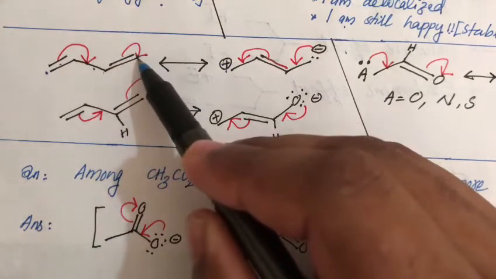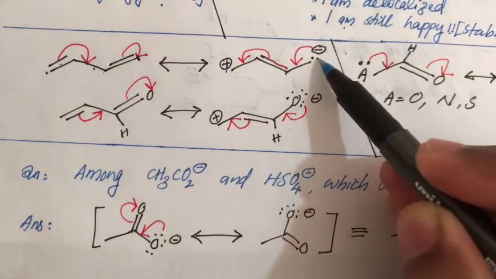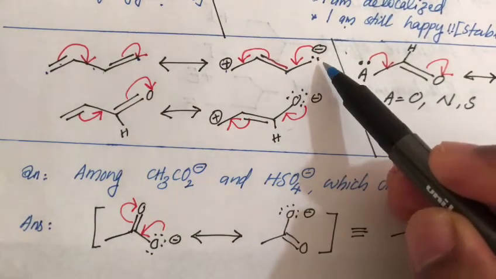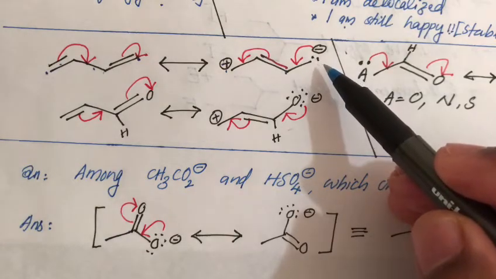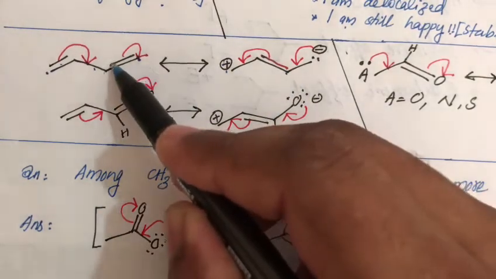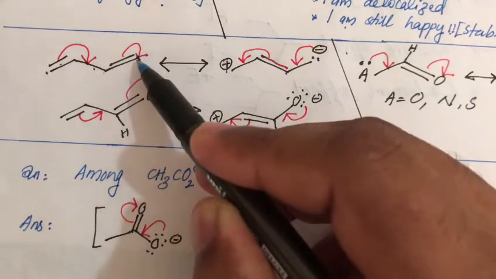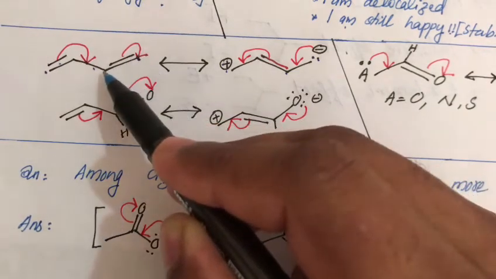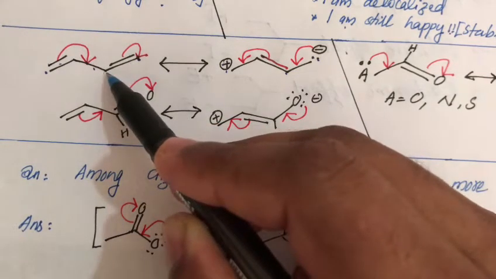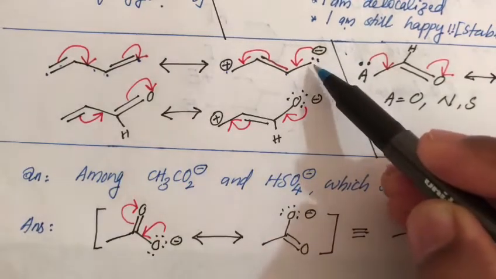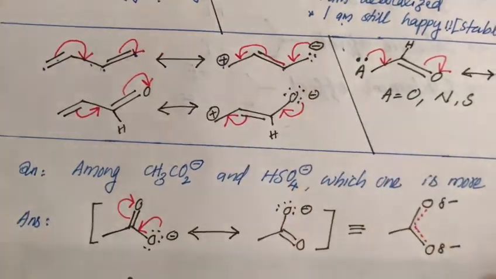Here a pair of electrons moved, that means a pair of electrons having a negative charge. So the negative charge means one electron is in excess. That means of this pi bond, one electron corresponds to this carbon, the other electron corresponds to this carbon. So this carbon is getting one electron in excess. Okay, this is one situation.